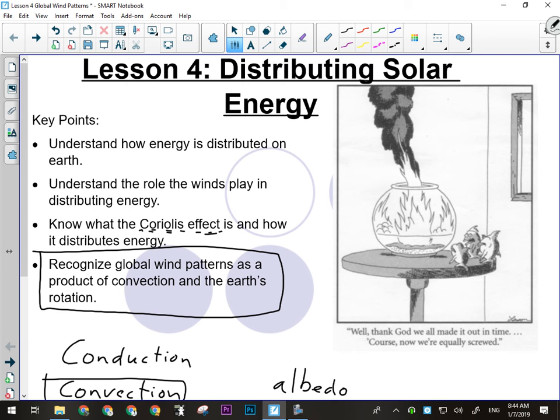How many people have heard of the Coriolis effect before? One or two. It's usually new. All right, questions so far?